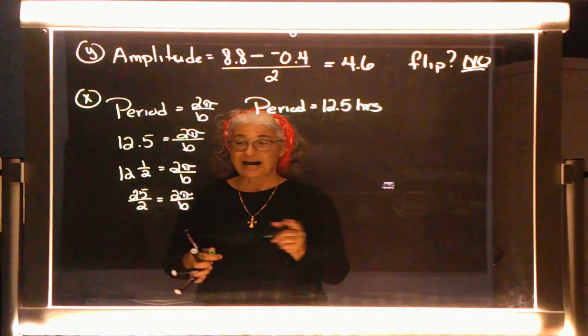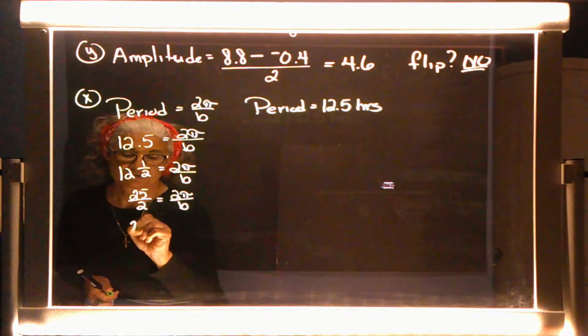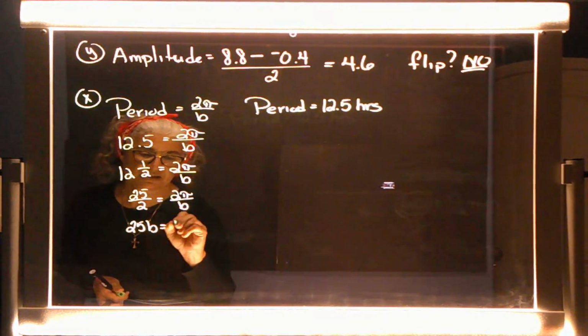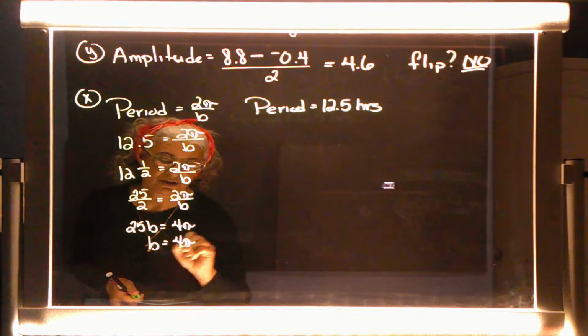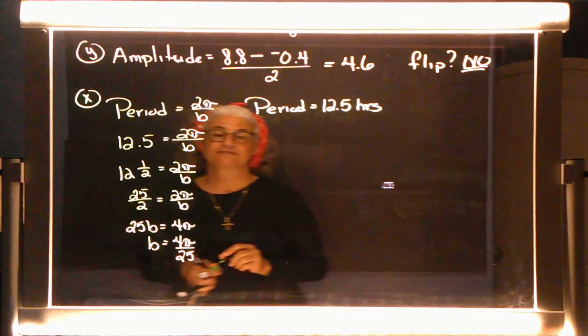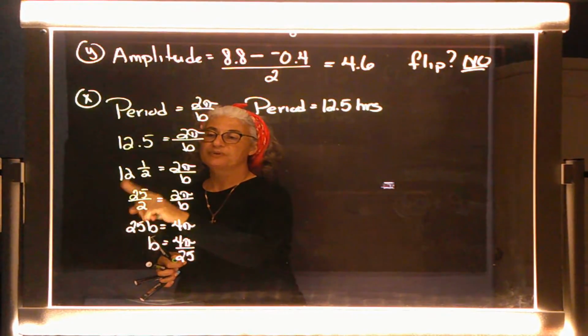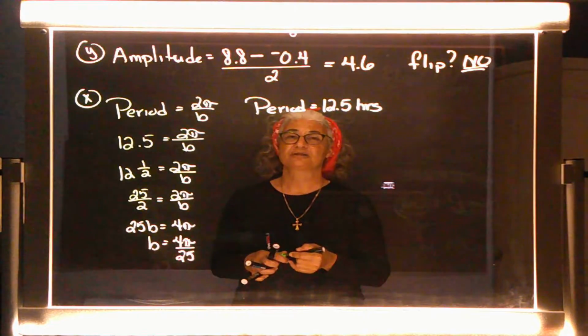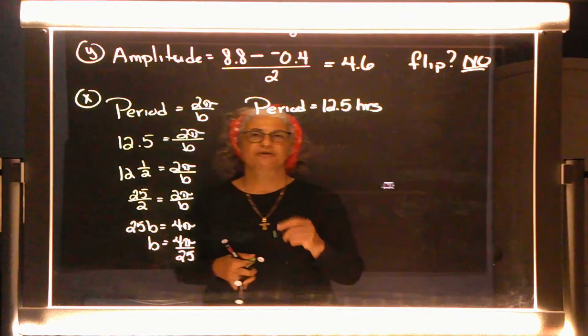And then I get to cross multiply because I've got a proportion here. So I have 25b equals 4 pi, and then b equals 4 pi over 25. The key was making this decimal into a mixed number and then an improper fraction. Good? Okay. What else do we find after the period?